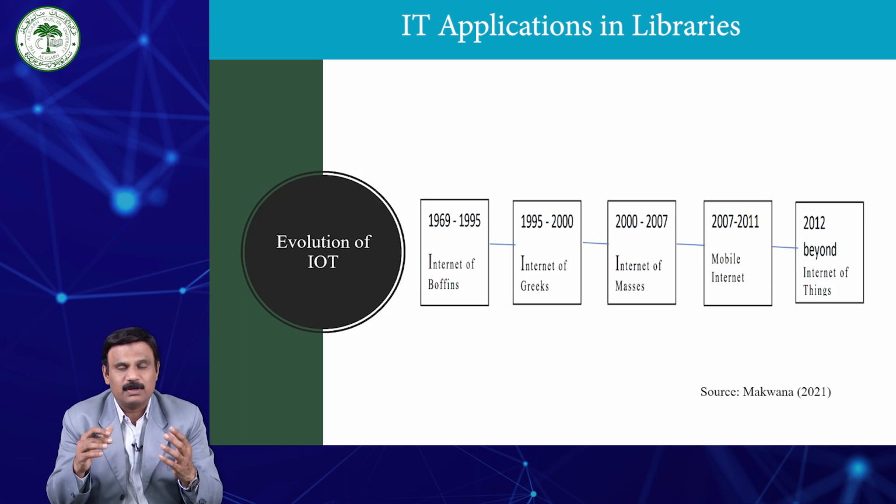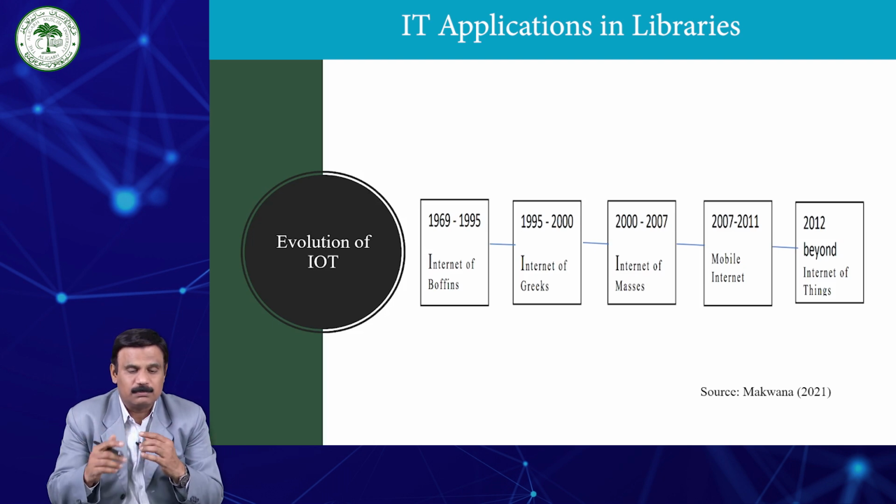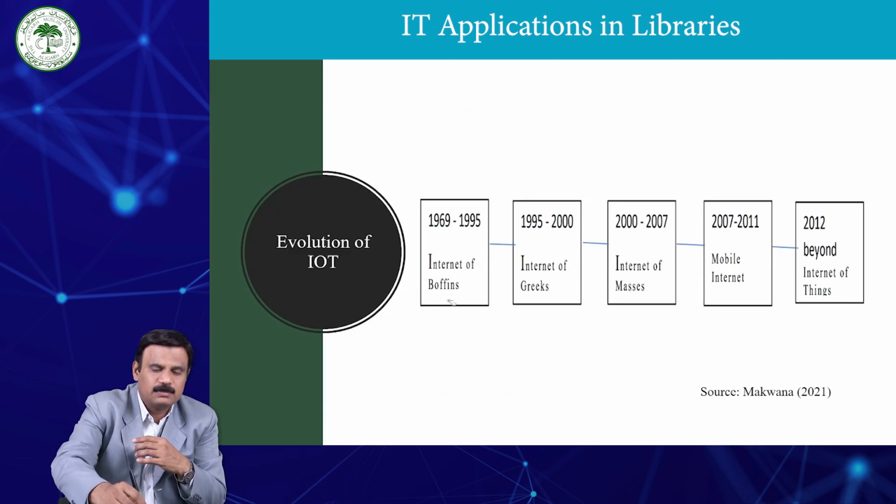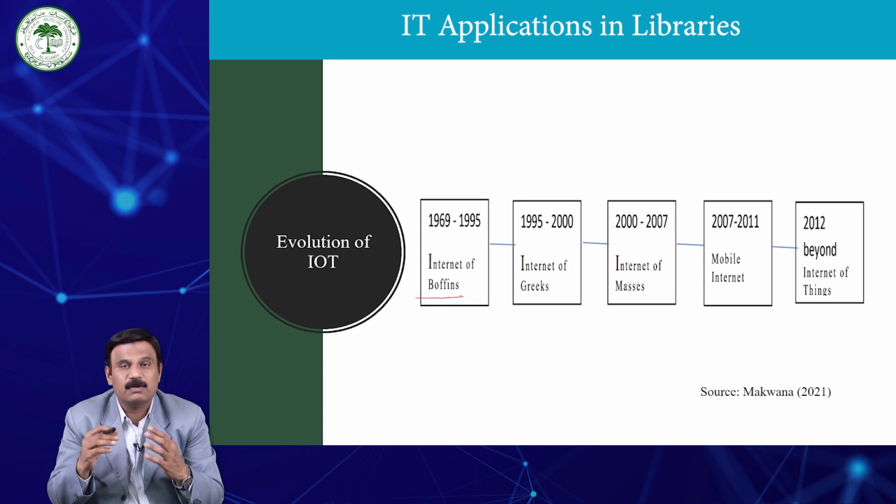Now it is interesting to identify the evolution of IoT. During the period 1969 to 1995, we are calling it the Internet of Boffins. This phase represents the early development of the Internet, primarily limited to researchers, academics, and government officials. The term boffins refers to scientists or experts. The key milestone in this period was the development of ARPANET, and basic internet protocols like TCP/IP emerged during this period.